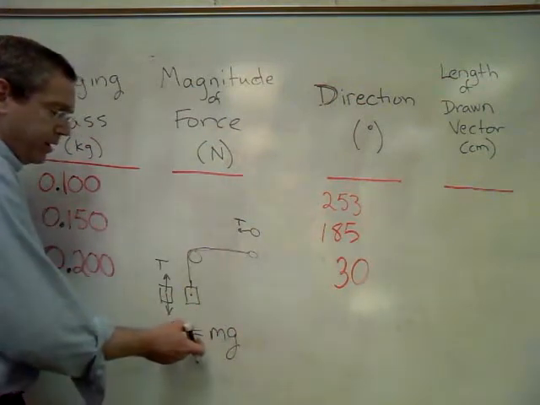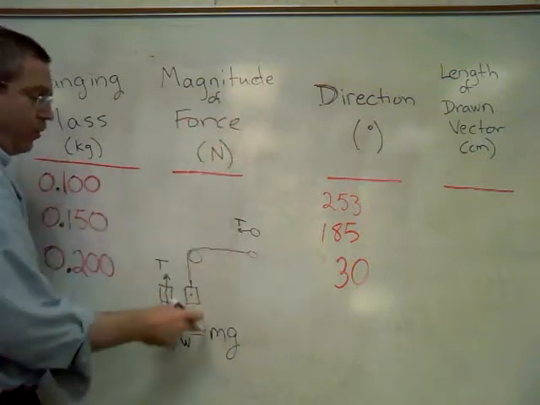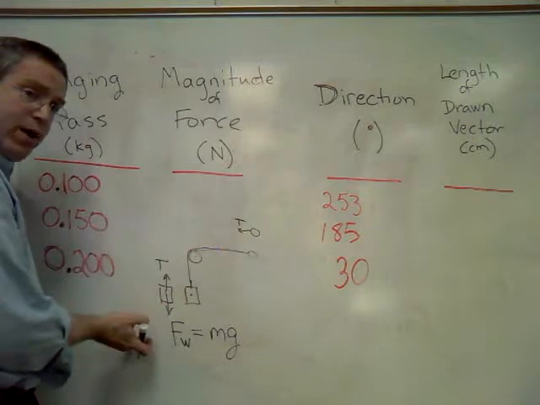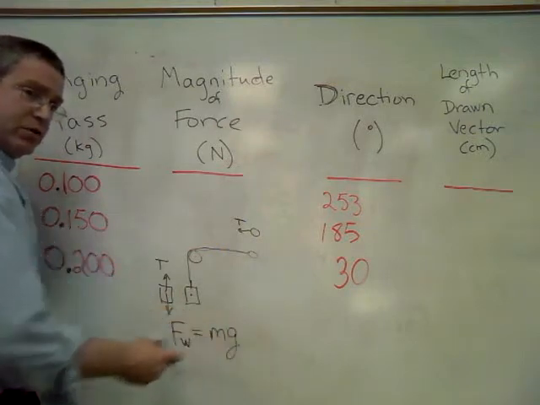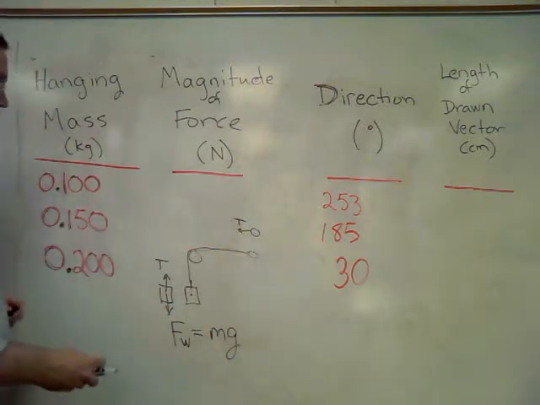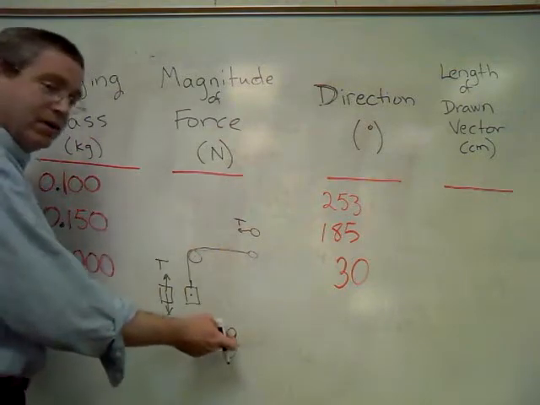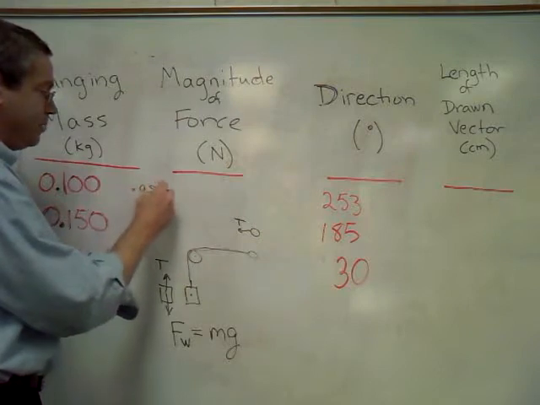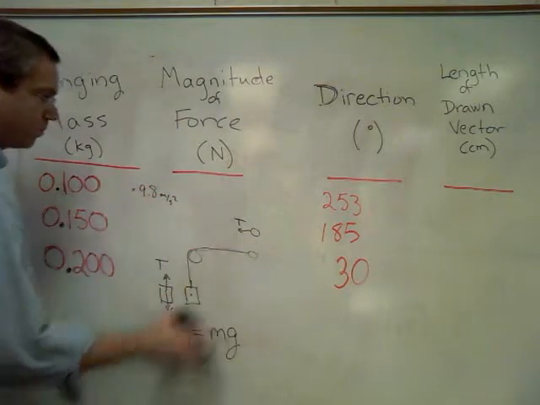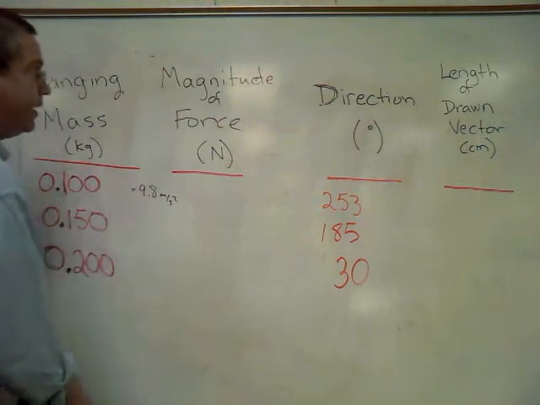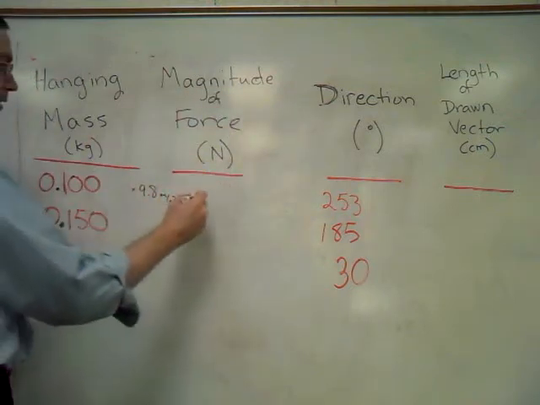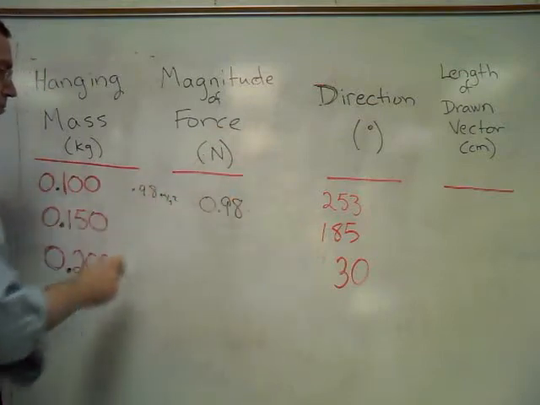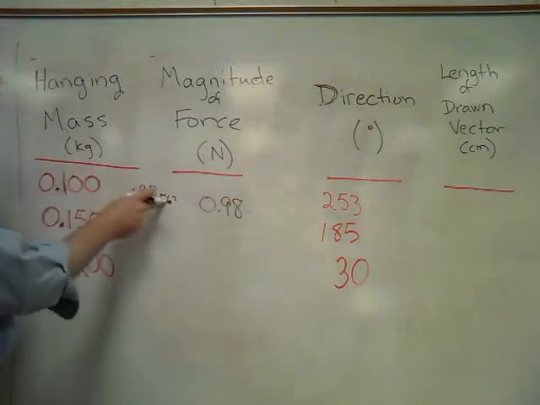And so, to define the magnitude of the force, again, the magnitude of the force is the tension. Tension is equal to the weight. Weight is equal to mass times acceleration due to gravity. And so all I have to do is take this mass and multiply times 9.8 meters per second squared. And the magnitude of the force is 0.98 newtons. A newton is a kilogram meter per second squared.